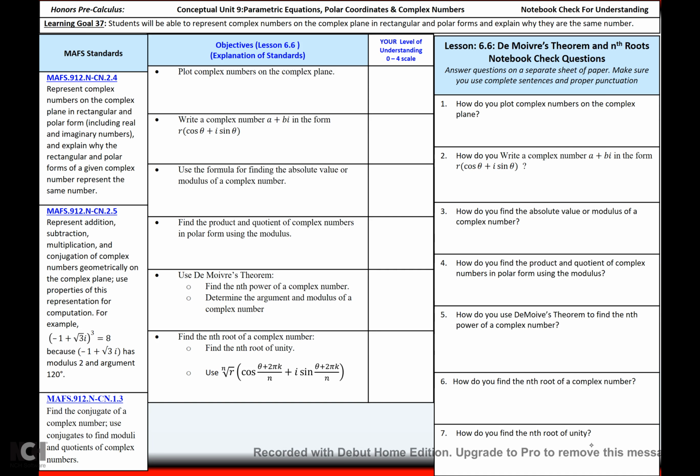All right. Today we're going to talk about De Moivre's theorem (I can't say his name) and the nth roots. Okay, so we're going to be talking about complex numbers.